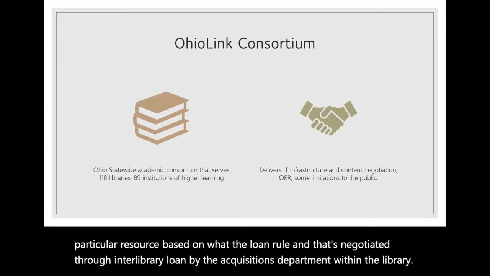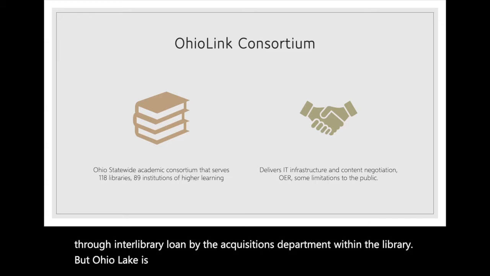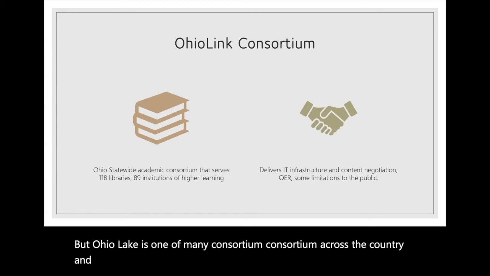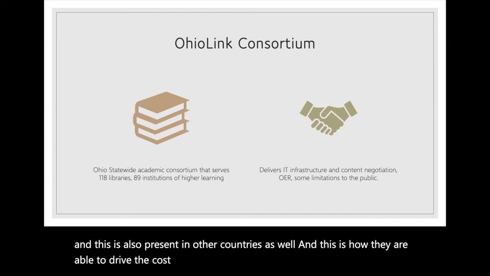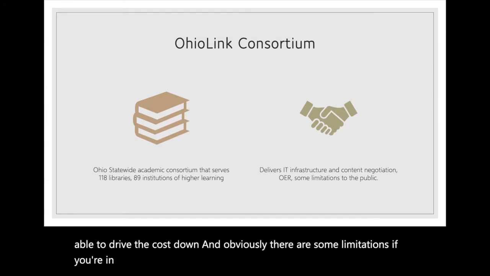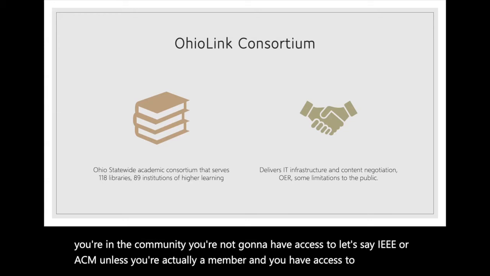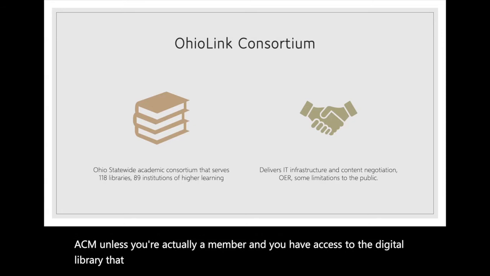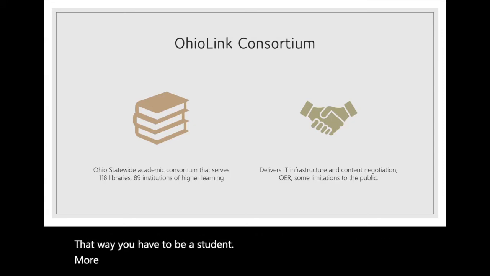But OhioLink is one of many consortia across the country. And this is also present in other countries as well. And this is how they are able to drive the cost down. And obviously there are some limitations. If you're in the community, you're not going to have access to, let's say, IEEE or ACM unless you're actually a member and you have access to the digital library that way. You have to be a student or faculty or staff member of that institution.